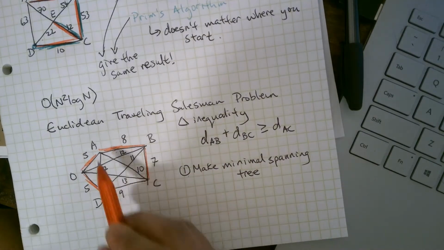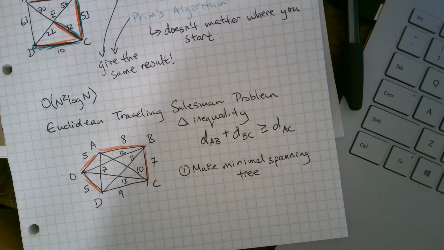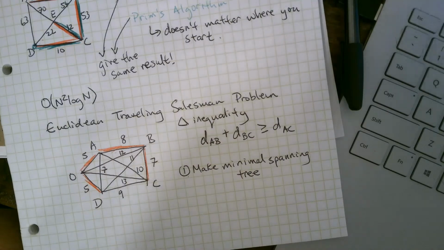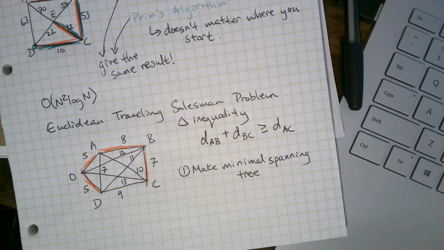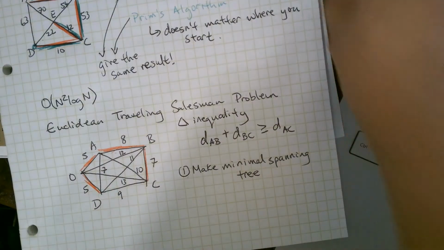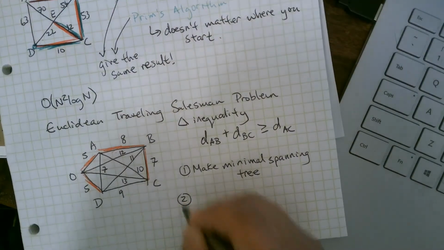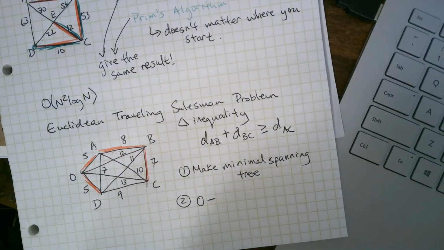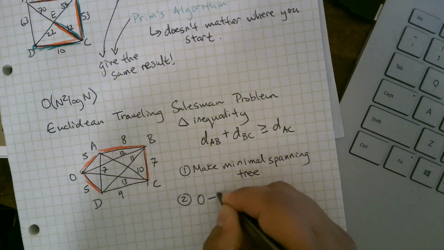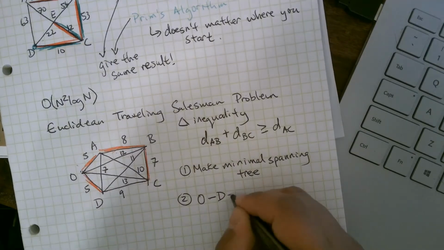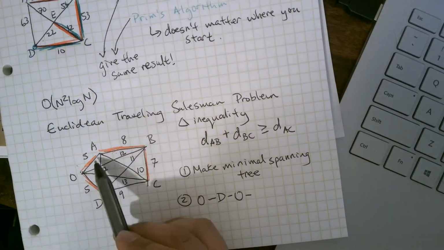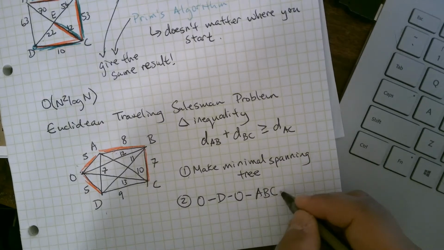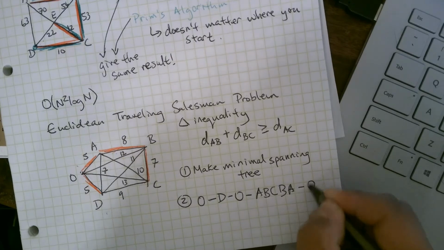Next cheapest edge is 8. I will add that. And now I'm at n minus 1 edges because n is 5. I'm at 4 edges, so I'm done. So there's the minimal spanning tree. Okay. Then we're going to start at the starting vertex O, and we're going to go as far out as we can and come back. So we'll go, let's say, to D, and then come back to O, and then we'll go as far out as we can. So A, B, C, and then come back. So B, A, and then back to O.